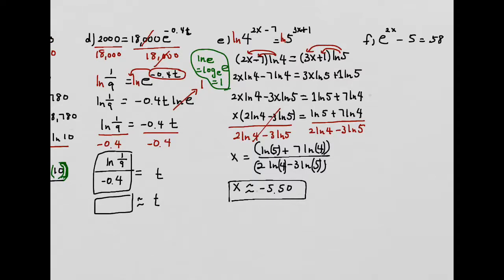What about this one, f? I need to isolate e to the 2x exponent by itself. Always isolate the exponential form by itself on one side of the equation. So I need to get rid of negative 5 by adding 5. Then I will have e to the 2x exponent equals, add 5, I get 63.